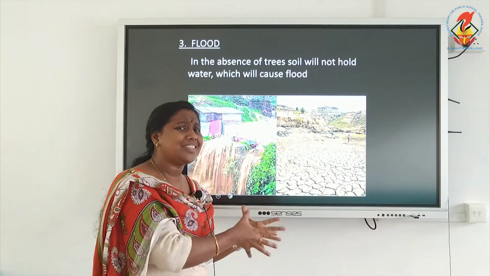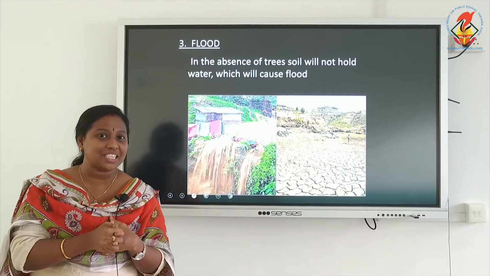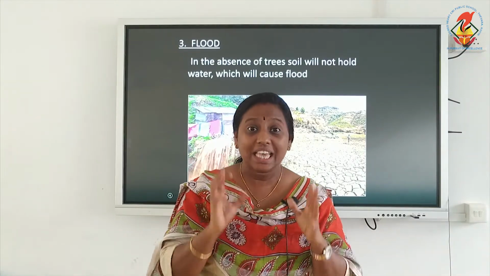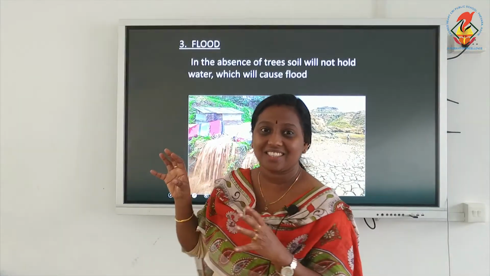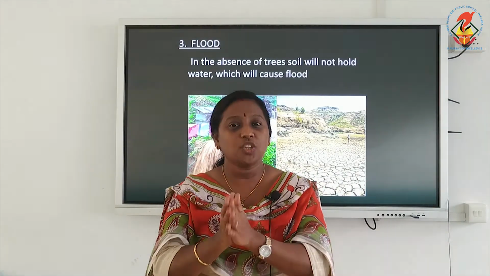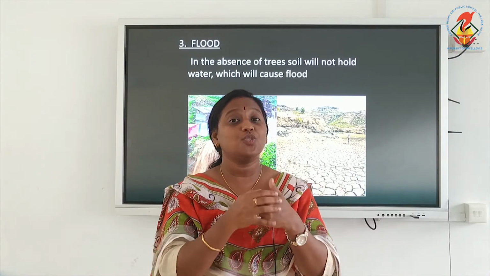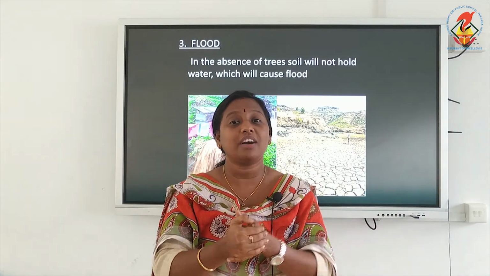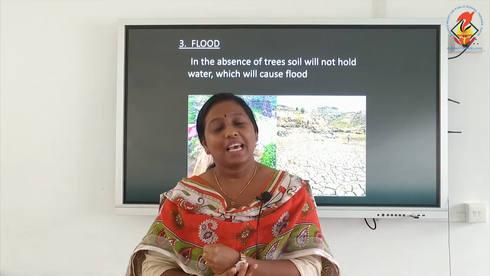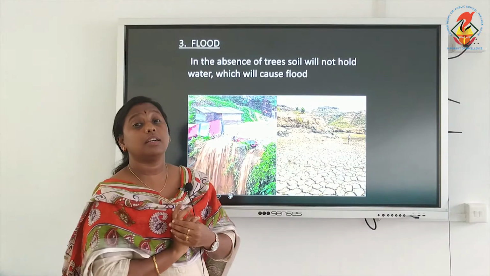Moving on to the third consequence, flood. We have already discussed flood as a use of forest, isn't it? The forest will help in reducing flood. I have told you in detail how this flood occurs, isn't it? Flood occurs due to the excessive surface runoff of water because there is no forest cover, no plant cover to help the water percolate into the deeper layers. Hence, it will cause flood. So flood is another consequence of deforestation.